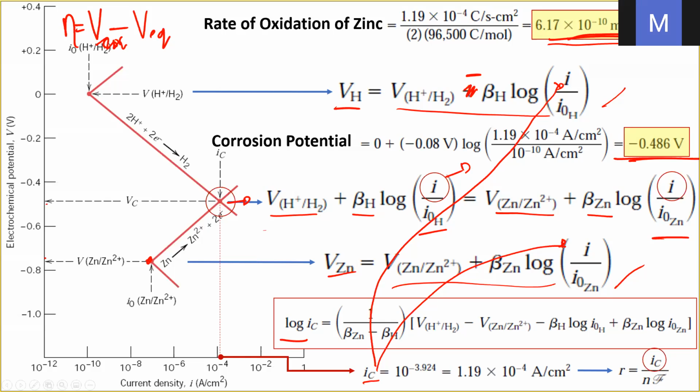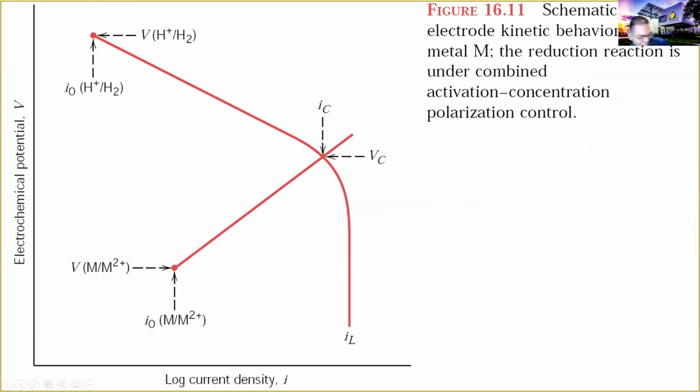Sir, for concentration polarization, isn't there a corrosion potential, like V-core? Sorry, again, don't we need V-core for concentration polarization? Isn't it important for that polarization? For concentration polarization, we also have V-core. We can actually get it too. So, let's go to the next example, this one.